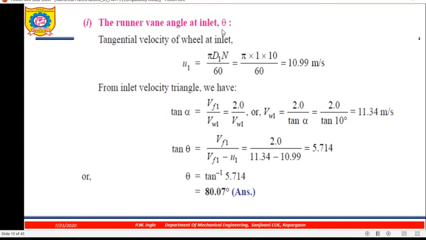Then runner vane angle at inlet, theta. So tan theta is what, V upon V minus U1. So first calculate U1, then take tan alpha. So we'll get VW1, 11.31. Then tan theta is what? It is V upon, it is VW1, not V upon. By mistake it was printed as V upon. So we'll get the theta angle.